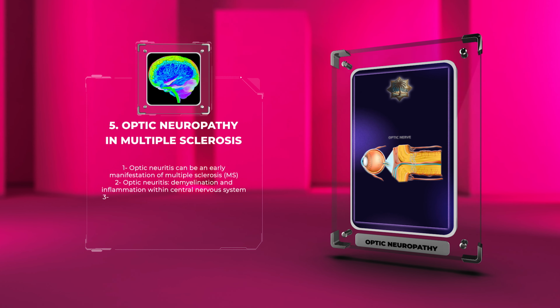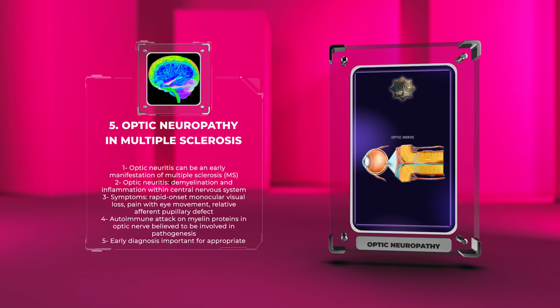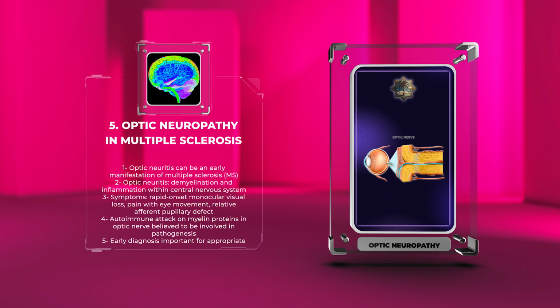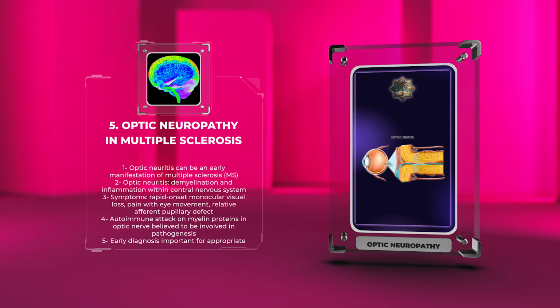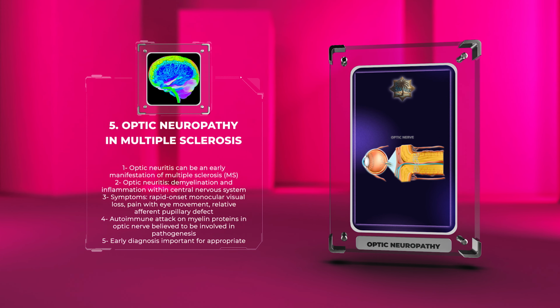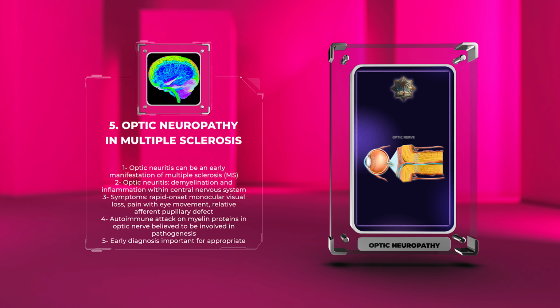Multiple sclerosis, MS, is a chronic autoimmune disease characterized by demyelination and inflammation within the central nervous system. Optic neuropathy can be an early manifestation of MS, occurring in approximately 20% of patients. The optic nerve involvement in MS, known as optic neuritis, classically presents with rapid onset monocular visual loss, pain with eye movement, and a relative afferent pupillary defect.